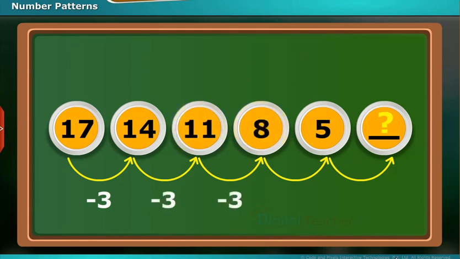Keep subtracting 3 each time. The next number will be 5 minus 3, which is equal to 2. This number pattern is a decreasing number pattern by the rule of subtraction of 3.